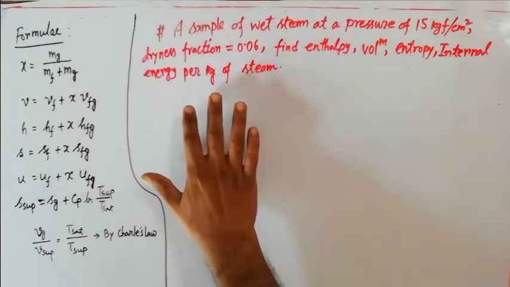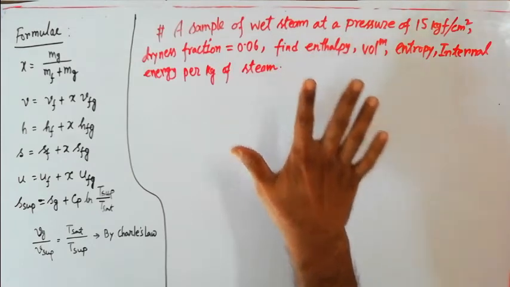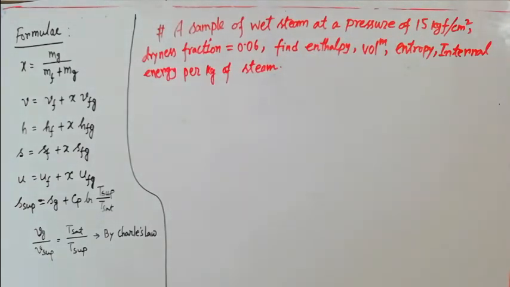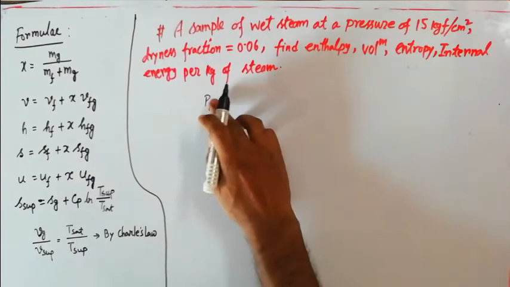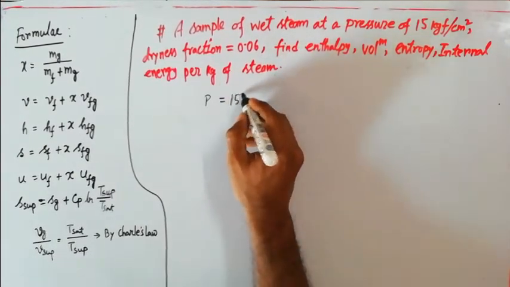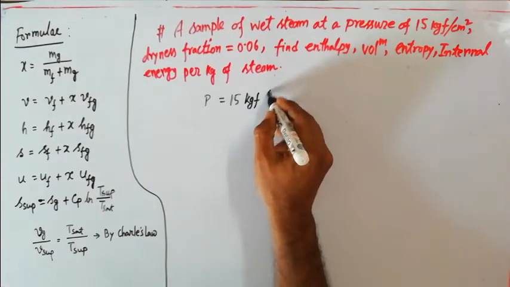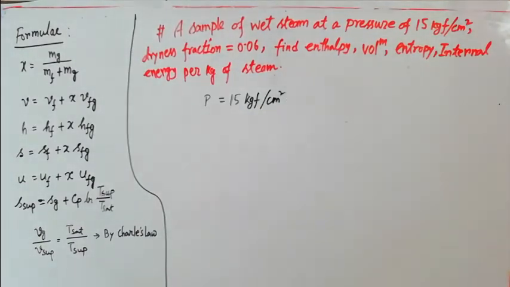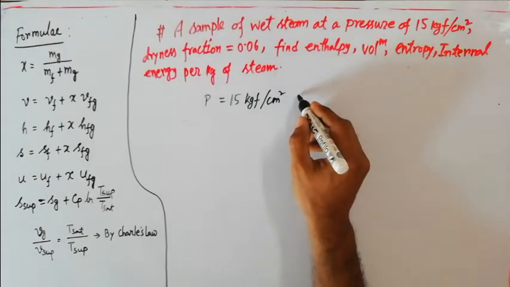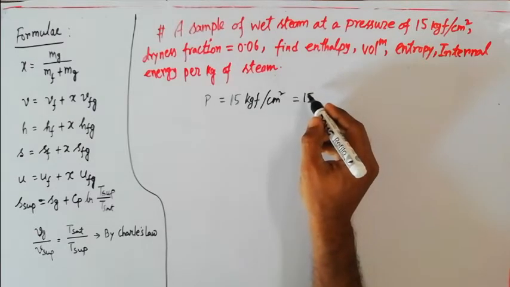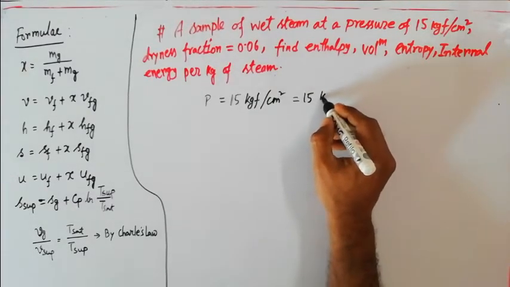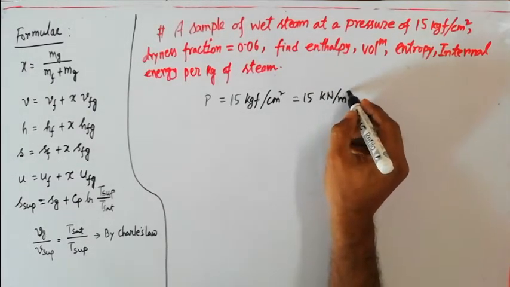The problem is looking like this: a sample of wet steam. Wet steam means obviously some dryness fraction is there, at a pressure of 15 kgf per square centimeter. So first of all, the pressure P is given, 15 kgf per square centimeter. You can convert that unit. Basically kgf per square centimeter is nothing but kilonewton per meter square.